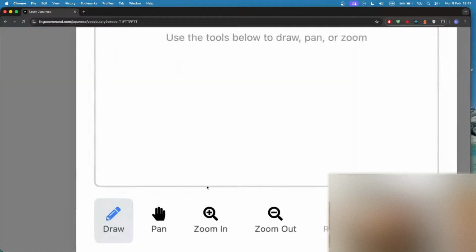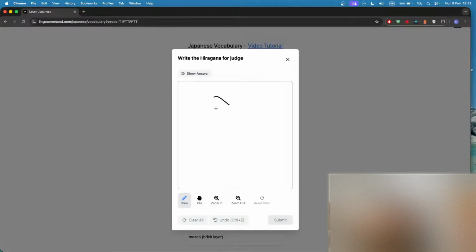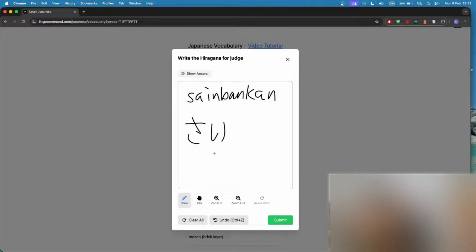So here we get this kind of Photoshop looking component in which we can handwrite our answers. So in Japanese, if I'm not mistaken, judge is saibankan. So let's write that in hiragana. So this is sai. And then ba. What is ba? So we need to write ha, which is this thing. Let's try and write that more neatly. So that's ha, and then if we apply dakuten, that becomes ba.